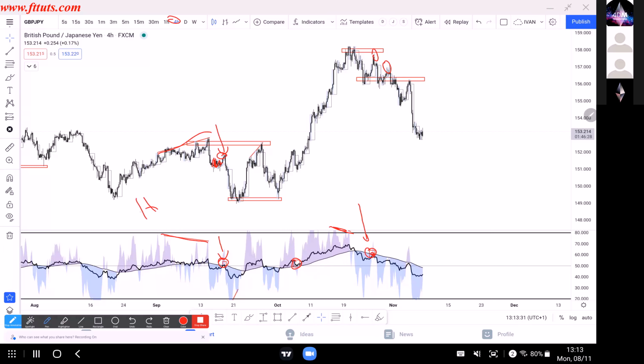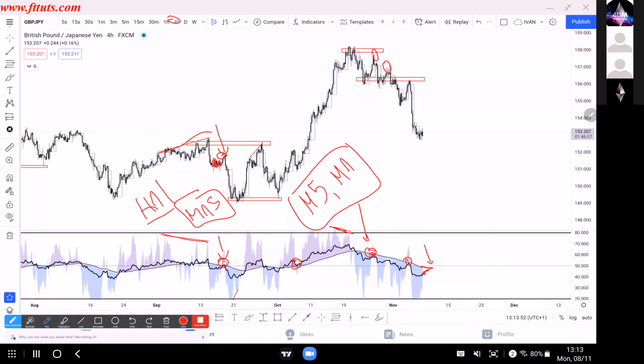You can, of course, use it for H1. You can use it for M15, which works quite good actually on M15. M5, M1 is kind of tricky. As we all know, indicators will be lagging. I don't know what's going to happen until it actually happens. But on H1 and M15, H4, daily, whatever the higher time frame, the better.